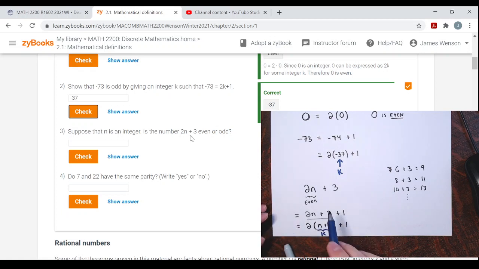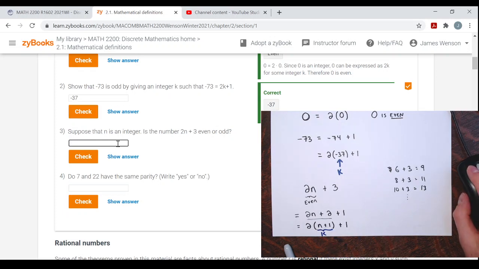So you see how 2n plus 3 can be rewritten as 2 times an integer, right? If n is an integer, n plus 1 would be an integer. 2n plus 3 can be written as 2 times an integer plus 1. So by definition it would be odd. Any odd integer can be expressed as 2 times an integer plus 1.